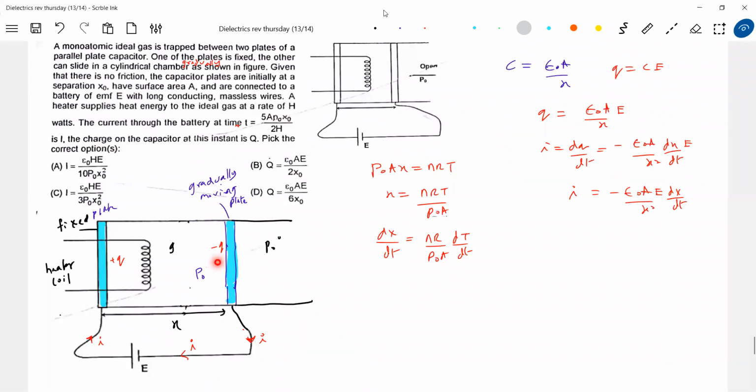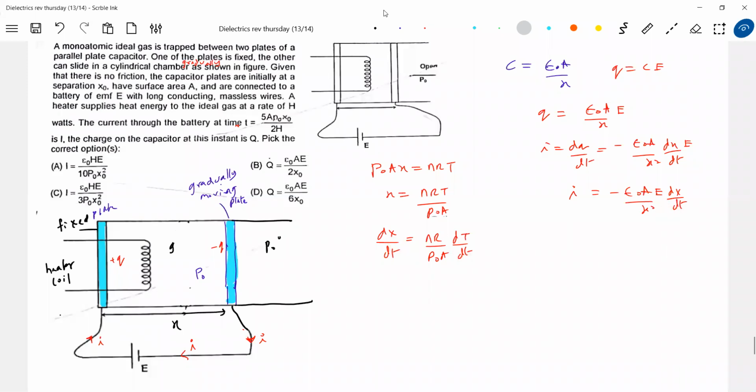As it is an isobaric process, what is Q equal to? nCp dT. Then I'm supplying at a constant rate. So what is the power absorbed by the gas at a constant rate? That is equal to H. So H equals nCp times the rate of change of temperature. And what is the rate of change of temperature? I have this equation, but I don't know dx by dt, which is what we have.